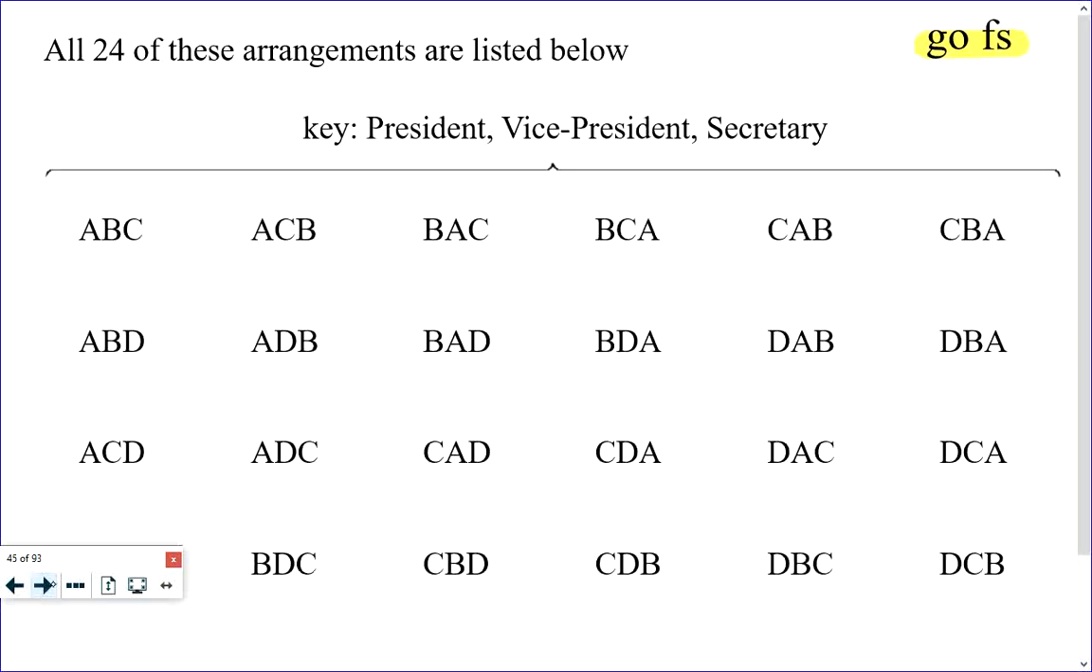And again, like the other day, I kind of have maybe too much time on my hands sometimes. Or I could be using it more wisely. I've listed all 24. So for example, this one means that Betty is president, Danny is vice president, and Alan is secretary. This means Danny is president, Alan is vice president, and Betty is secretary. So those are the 24.